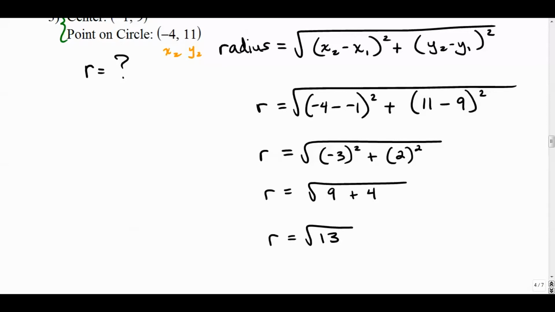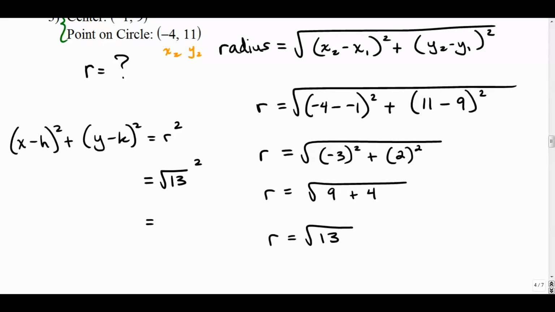You don't want to use your calculators here. And here's why. Because when you go back to your circle equation, we have this as our circle equation. What you're actually going to do at the end is square that radius anyway. So if it's the square root of 13 squared, well, you don't need a calculator for that. That's just 13. So that's nice. It works out for us really well.